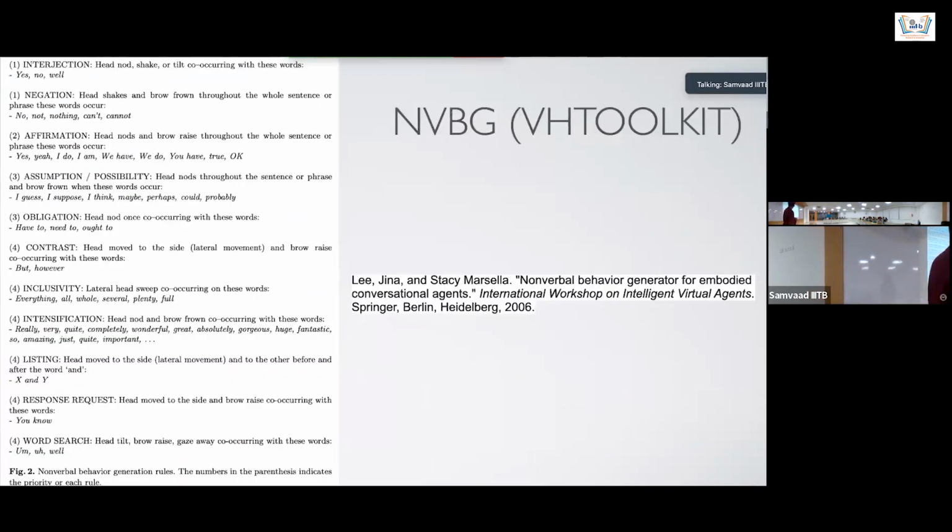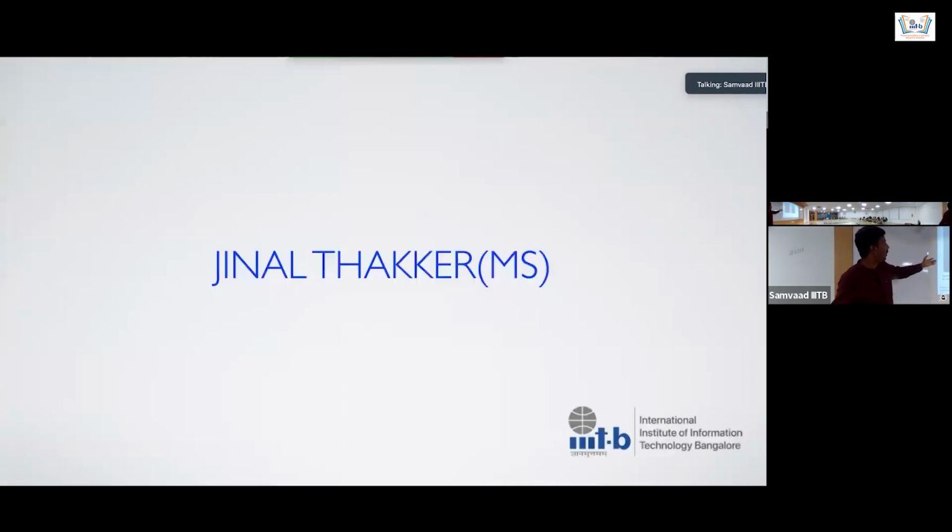And then subsequently, what is called the VH toolkit, which had a bunch of behaviors incorporated. Here again, you see that any sentence, you try to map it into, say, interjection or affirmation and so on, and then try to assign a behavior corresponding to that. So it's still a rule-based system where, given a sentence, you try to generate behavior.